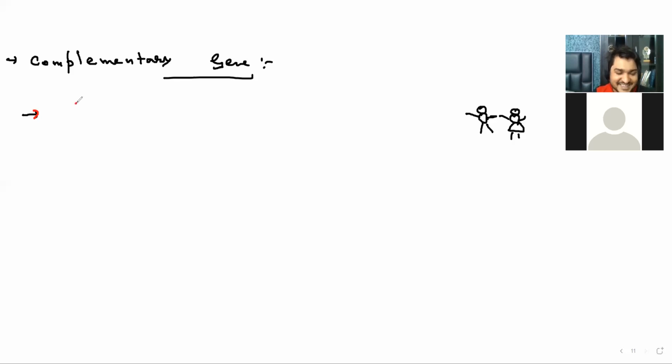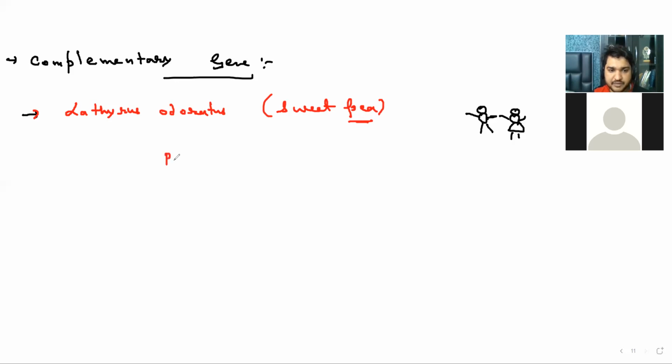So there is a sweet pea, and its biological name is Lathyrus odoratus. This Lathyrus odoratus is the sweet pea. Here I am going to tell you how they are complementing each other's effect.